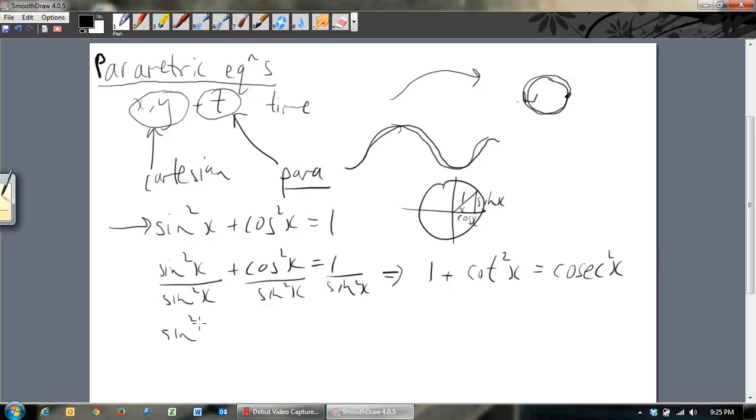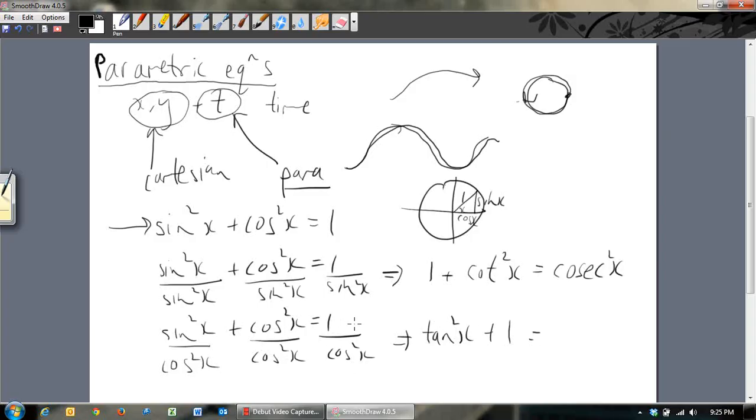Similarly, going back to our Pythagorean identity, if we divide everything by cos squared x, what do we get? Sin squared divided by cos squared, well, that's tan, so tan squared x. Cos squared divided by cos squared is 1. And 1 over cos squared is sec squared x. And so there are our 3 Pythagorean identities.